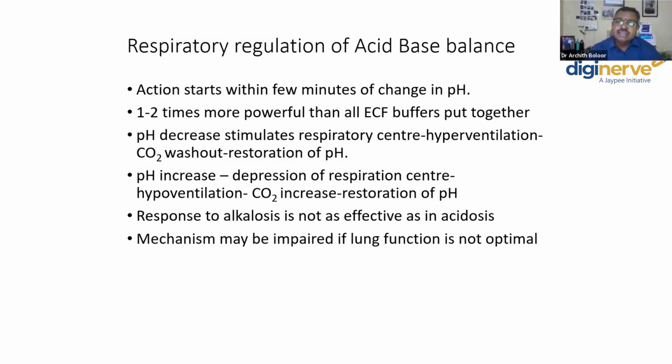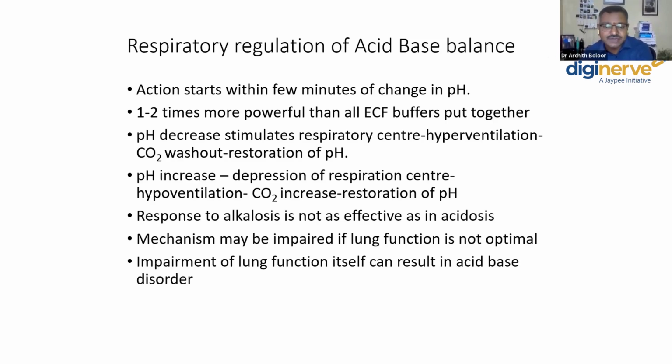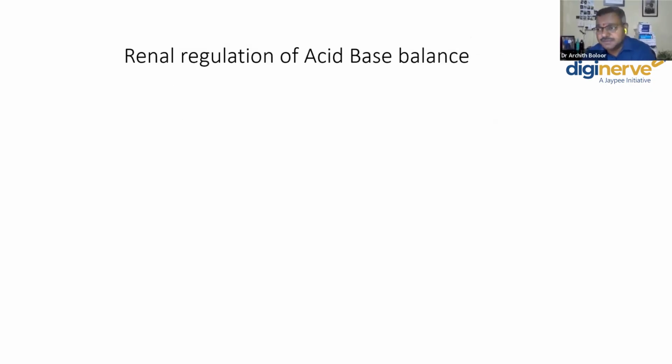Now, very importantly, the function of the respiratory mechanisms is greatly governed by how the lung is. Supposing the lung is damaged, either due to pneumonia or ARDS or a chronic obstructive airway disease, or the airways are obstructed, in such situations this mechanism does not occur so effectively. So that is the problem with this mechanism. Impairment of lung function itself can impair the acid-base balance. You can have acidosis or alkalosis because of primary lung disease. That's what you have to remember.